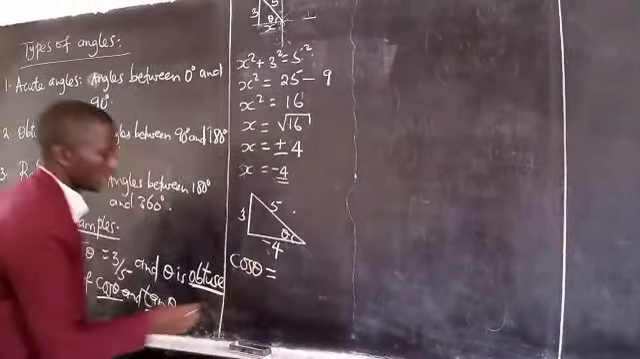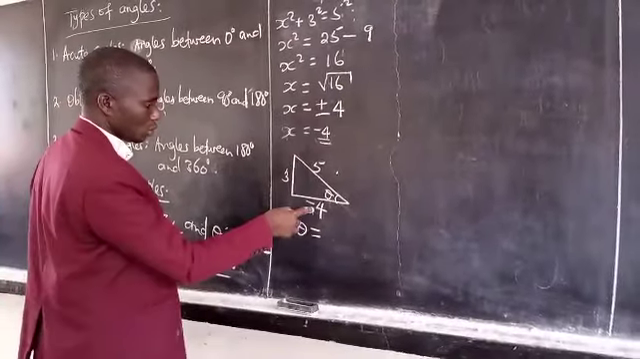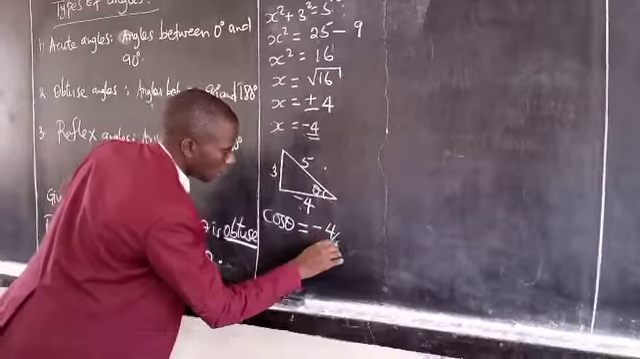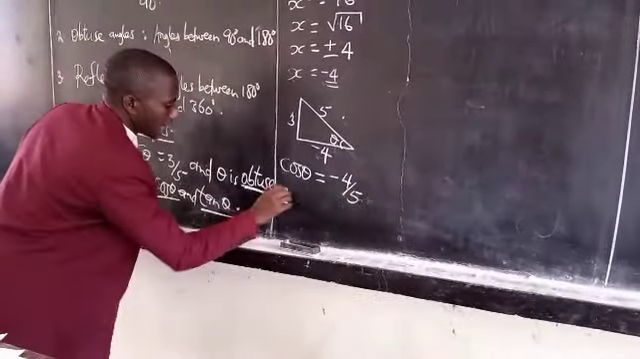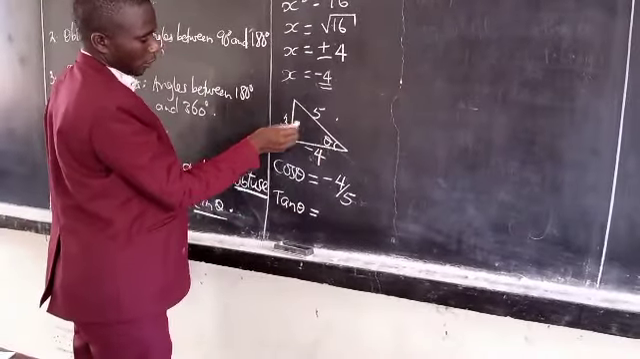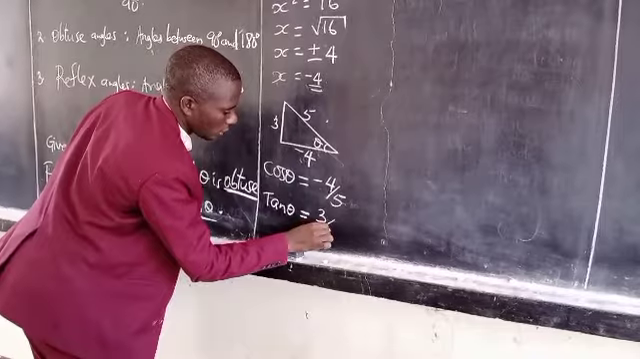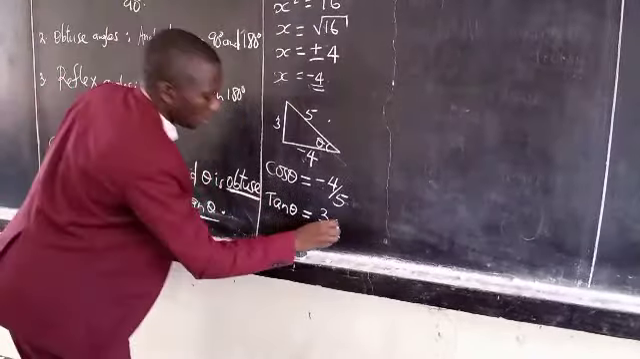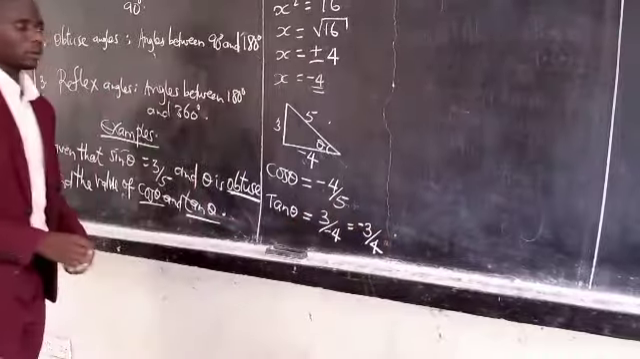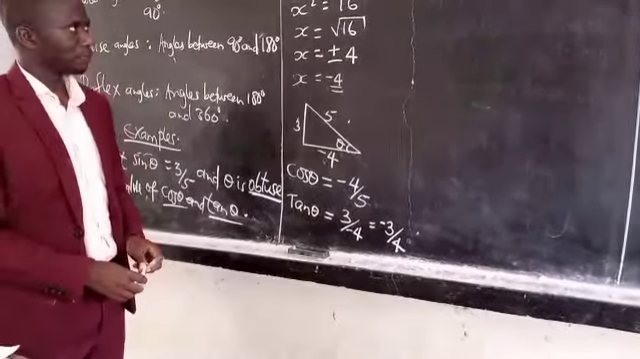Cos theta equals adjacent over hypotenuse. Adjacent is here: minus 4 out of 5. Then tan theta is opposite over adjacent: 3 out of negative 4, which we normally write as negative 3 out of 4. Those are the values of cos theta and tan theta.